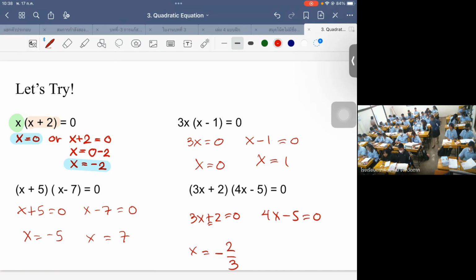Alright? Next is, we have 4x minus 5 is equal to 0. So again, transpose, negative 5, it will become positive 5. And then divide both sides by 4. So the answer is positive 5/4. Or 1 and 1/4. Question? All right. So let's move on.